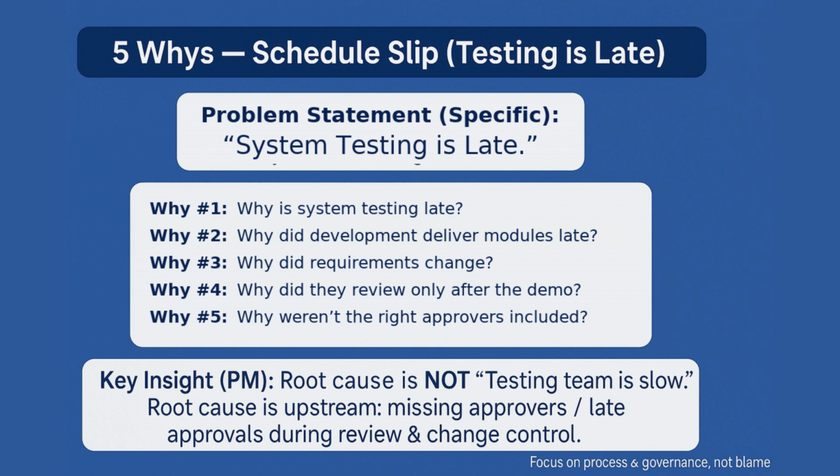We'll ask the next why, which is the fourth why. Why did they review only after the demo? Because the requirements workshop did not include the right approvers. We are asking the last why. Why weren't the right approvers included? Because our stakeholder map and RACI for approvals was not defined clearly. So the root cause is not that the testing team is slow, it is missing early approval ownership, a governance gap. This is a RACI gap.